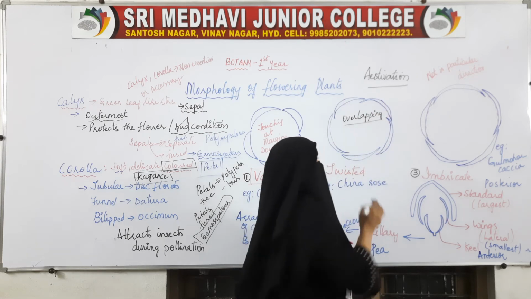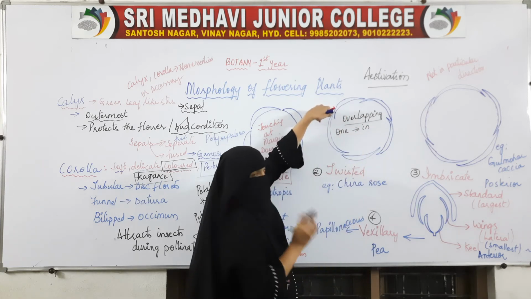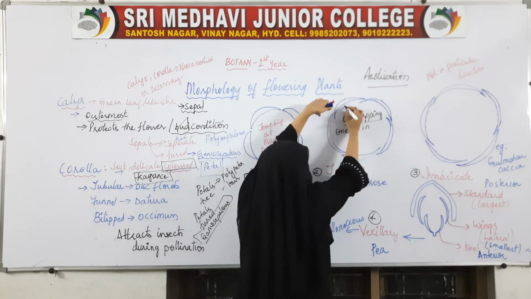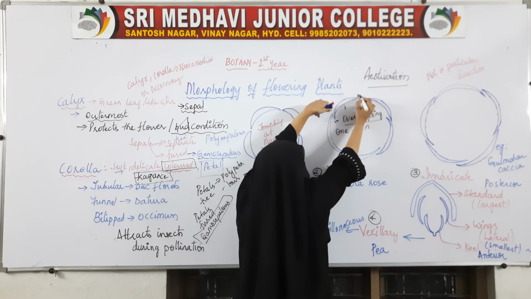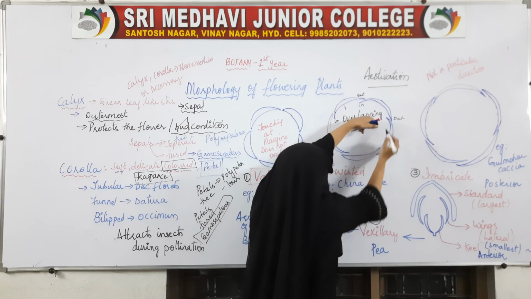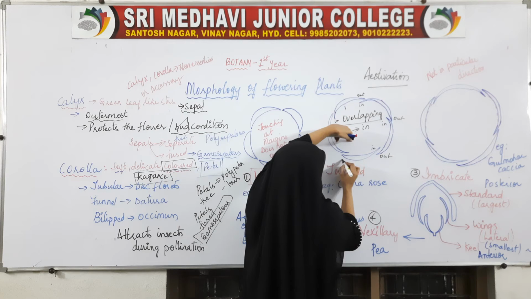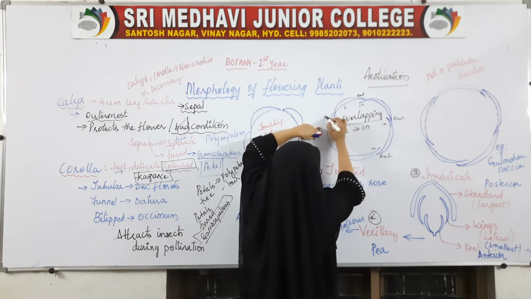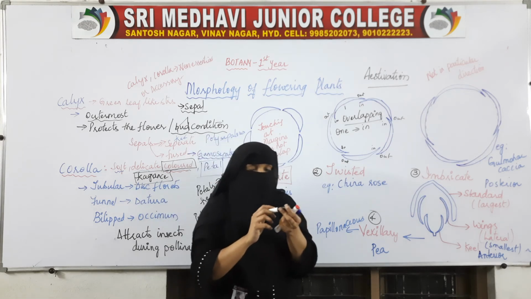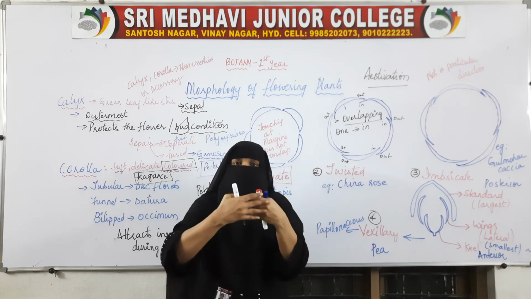Overlapping is seen. For a single sepal, from one side it is inside and from the other side it is outside. You take this one, this is inside, this is outside. Now take this one, inside, outside. Now take this one, inside, outside. Here one margin of the sepal is inside and one margin of the sepal is outside, and overlapping is seen.